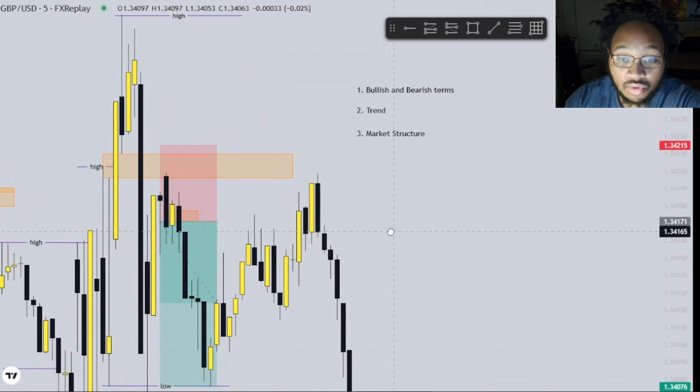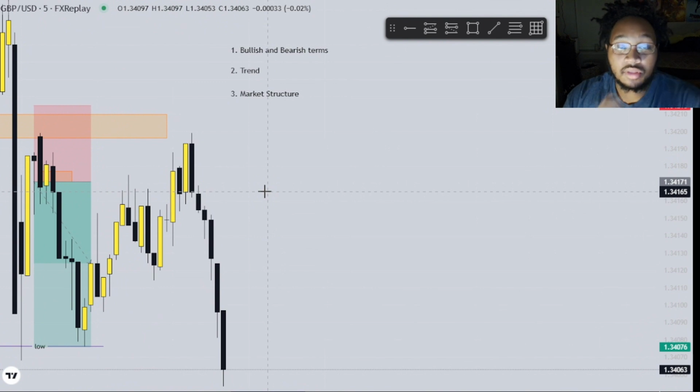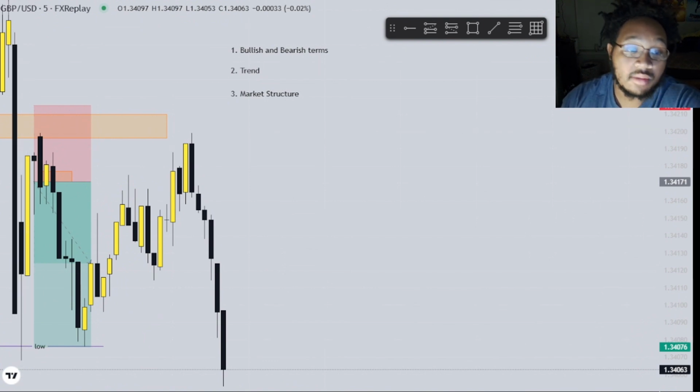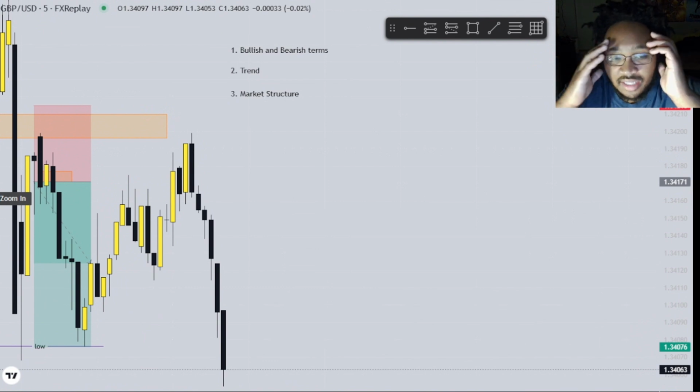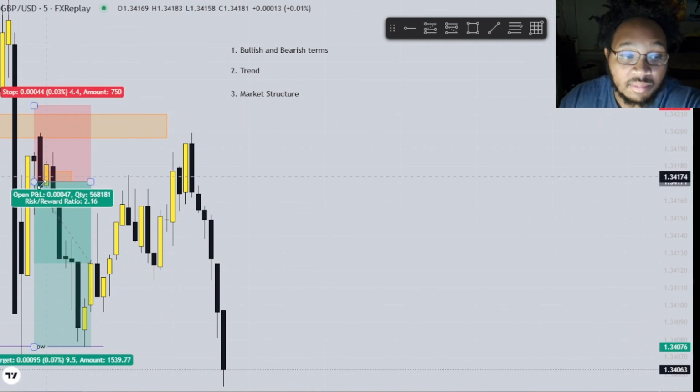So now we're going to get into trend. There are two types of trends: uptrend and downtrend. Or you could put it as a bullish trend or a bearish trend. It just depends on how you want to call it. We'll use bullish trend and bearish trend to get the idea in your head that bullish means up and bearish means down. Later on, if you want to use uptrend and downtrend, it's all personal preference.